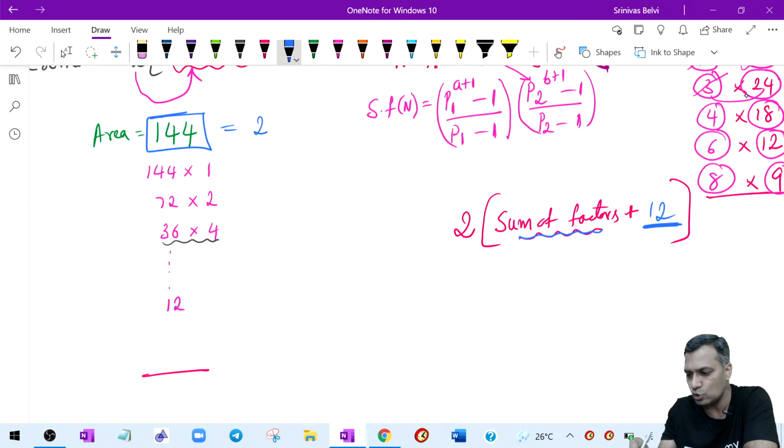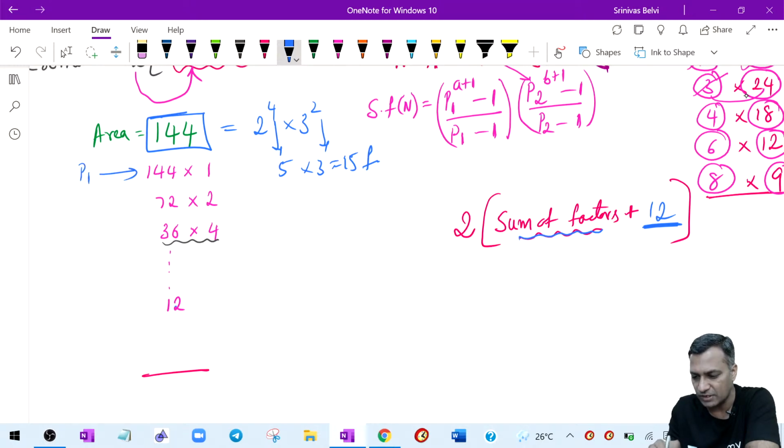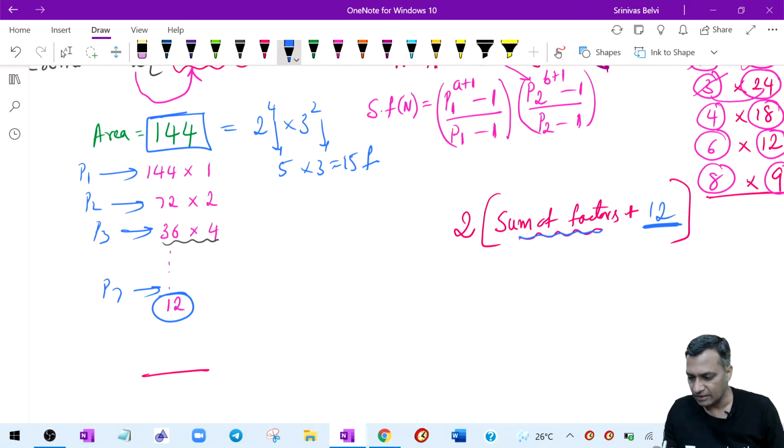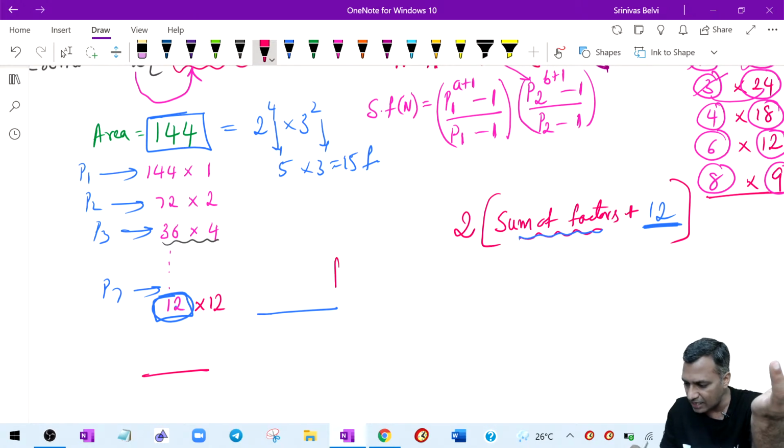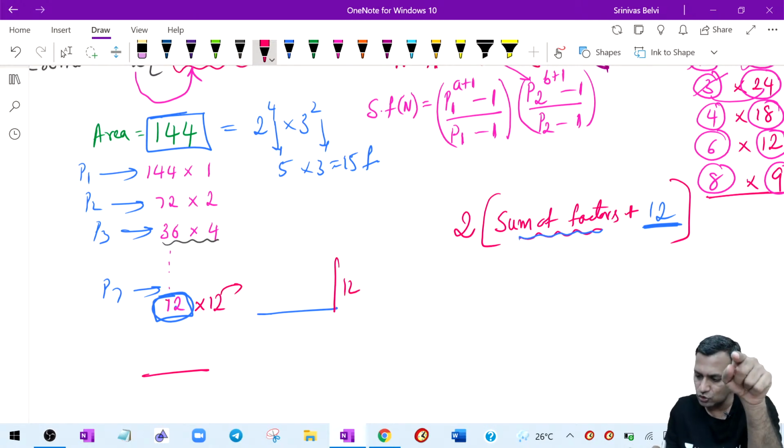144 is nothing but 2 raised to power 4 into 3 raised to power 2. Number of factors are 5 into 3. It has 15 factors, man. Out of 15 factors, you will get 7 pairs. This is the first pair, this is the second pair, this is the third pair. Like this, you get all seven pairs, and 12 will be left, which means 7 rectangles. This 12 will not have a pair. Got it? So this becomes a straight line. If it does not have a pair, deliberately attach a pair by writing another 12 and then double this number also.